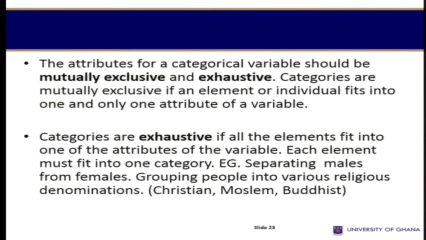Categories are exhaustive if all the elements fit into one of the attributes of the variable. That is, each element must fit into one category. For instance, separating males from females. By all means, each and every individual should fit into one category. We should not have anyone who says, I am not a male or a female. If there is such a situation, then we say that the categories are not exhaustive.